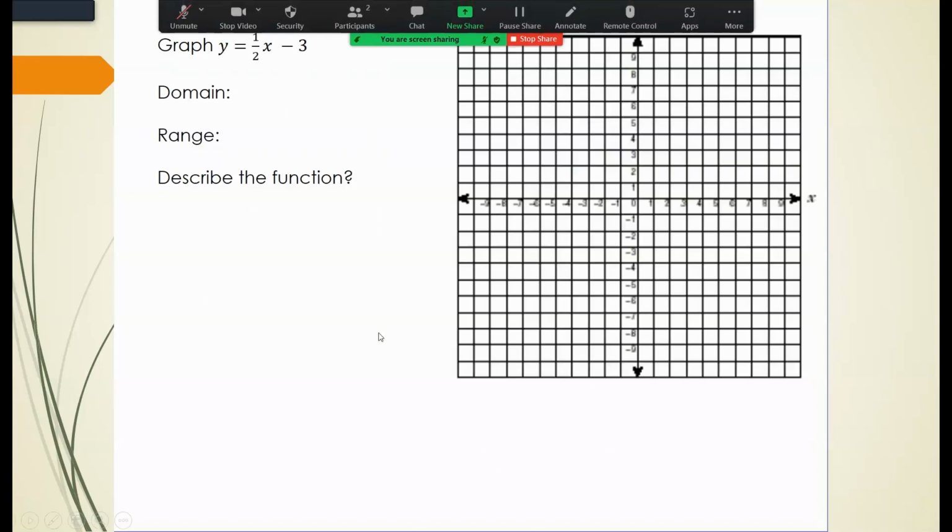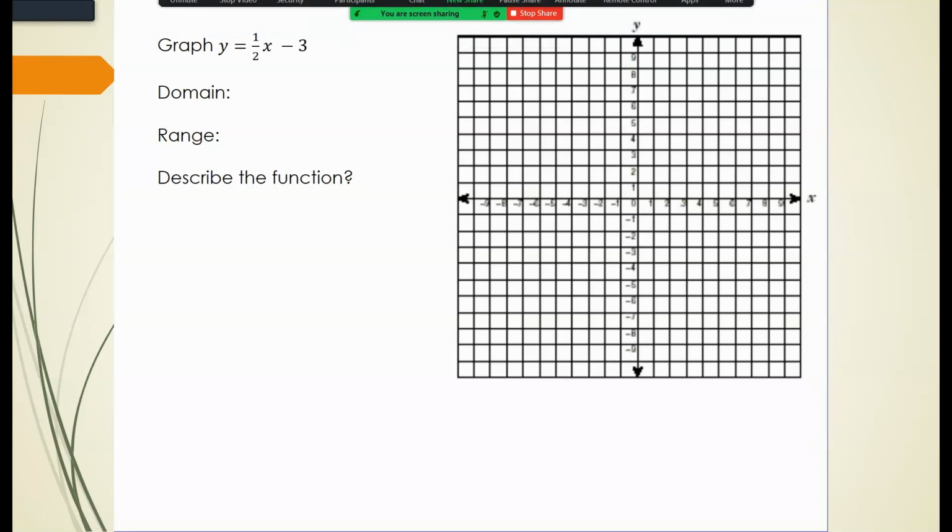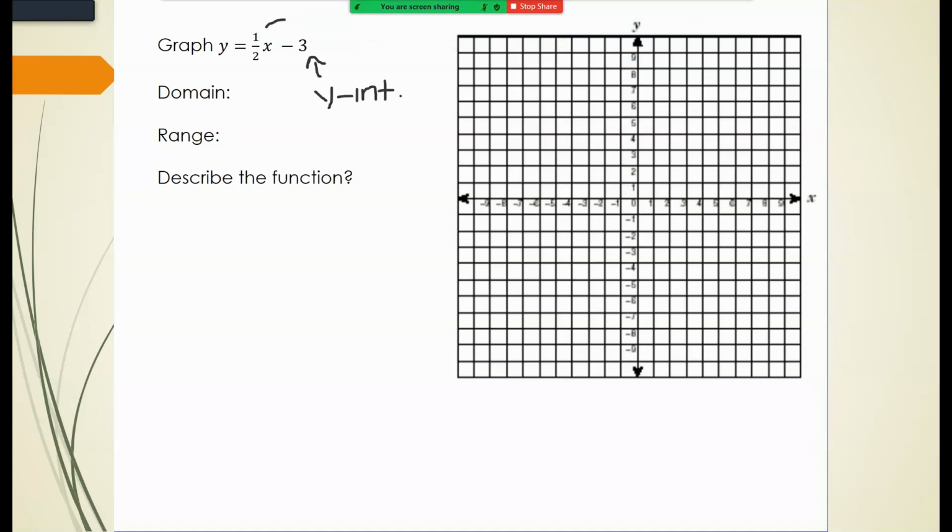Okay, let's graph this example. So we have 1/2 x minus 3. So the -3 is your y-intercept. The 1/2 is your slope. So we're going to talk a lot about graphing linear equations in the next few days. If you didn't know how to graph it, you could always plug it into your graphing calculator. Eventually, we're going to get to a point where you cannot use a graphing calculator.